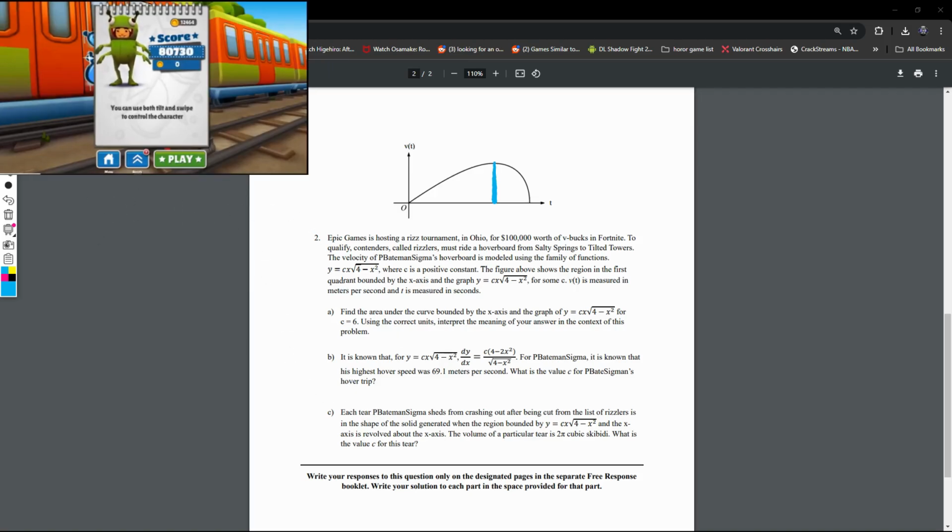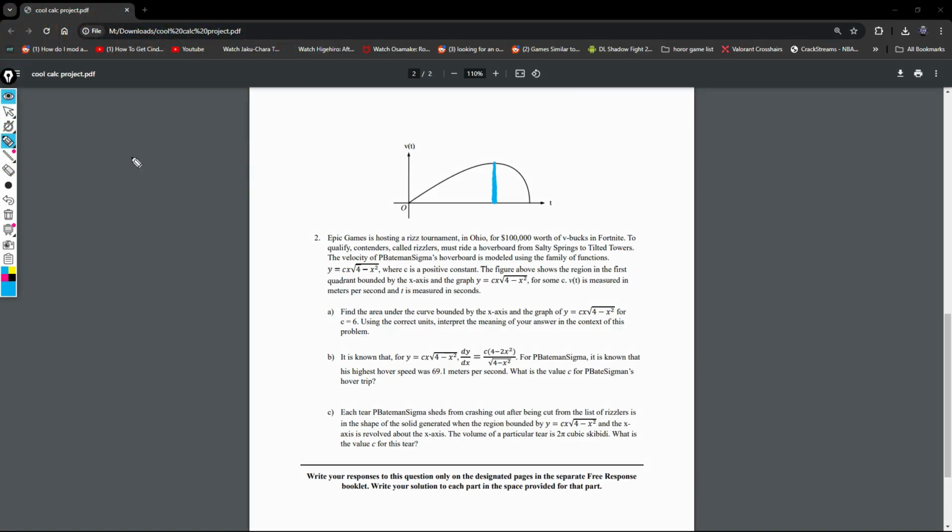So first thing you want to do is find a max or a min. You want to find where dy/dx equals 0. Okay, guys, simple. We've done at least a bajillion of these. So when you set dy/dx equals 0, that's c(4 minus 2x squared) over radical 4 minus x squared equals 0. This gets destroyed.